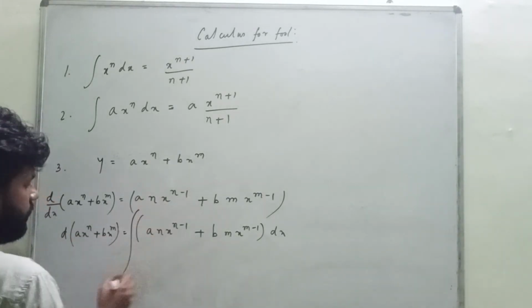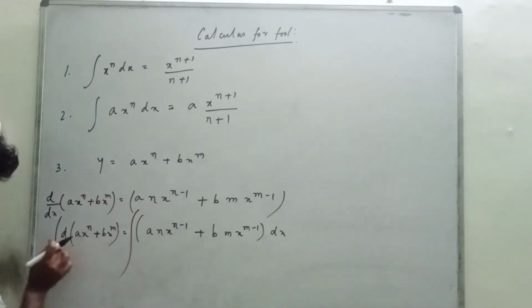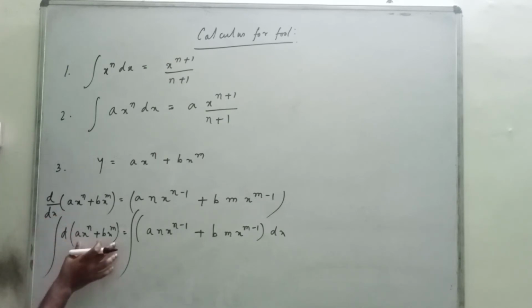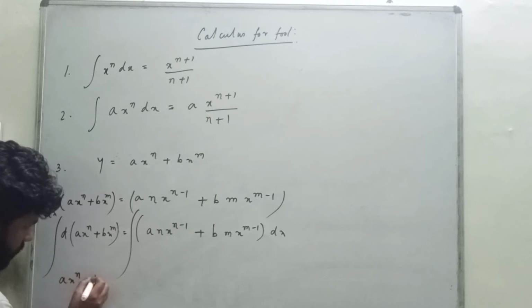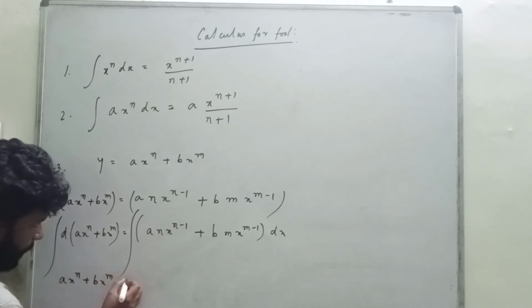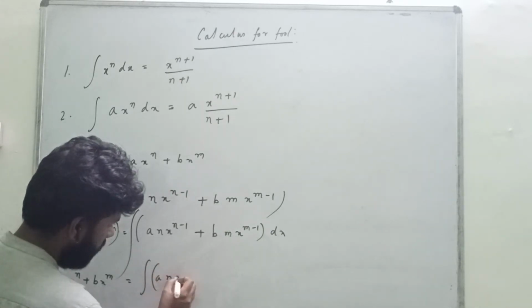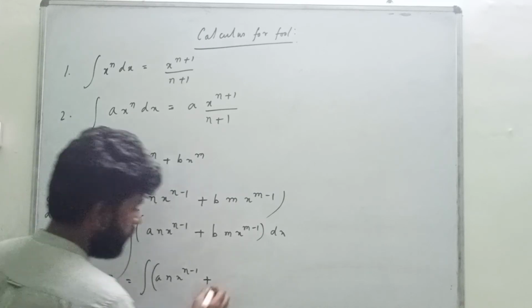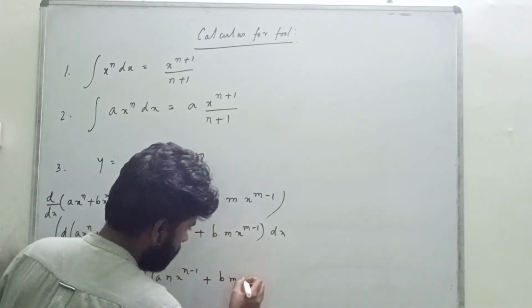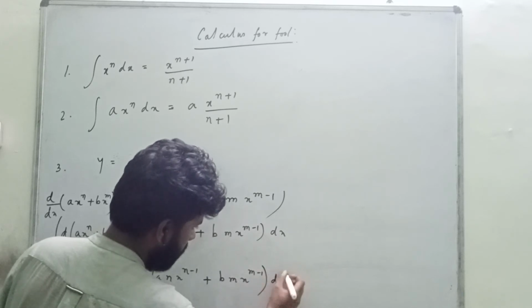If I introduce here the symbol of the integral, you get the integral of this thing, and we will get a x power n plus b x power m, and that is the integral of a n x power n minus 1 plus b m x power m minus 1 dx.